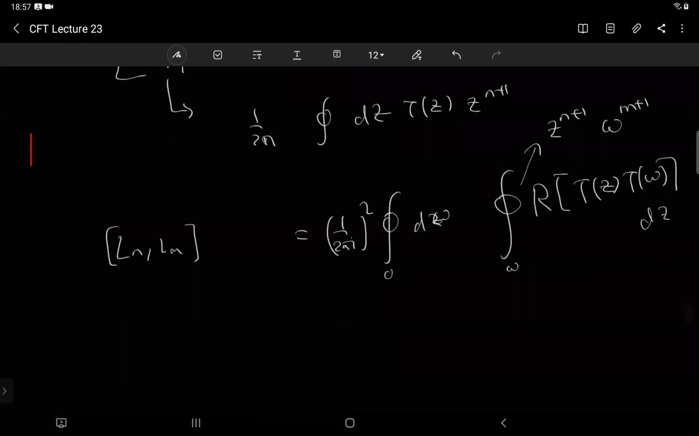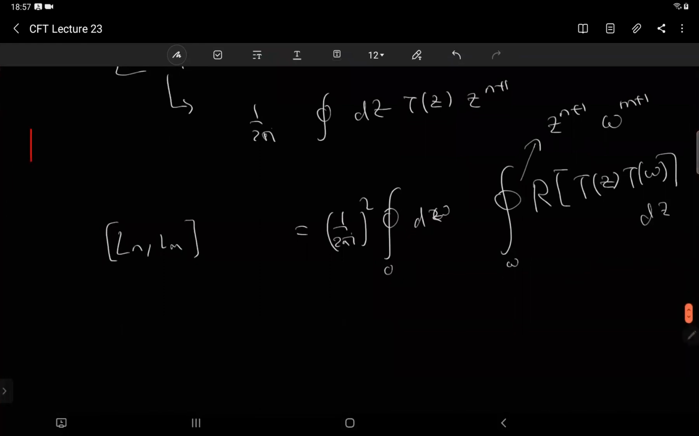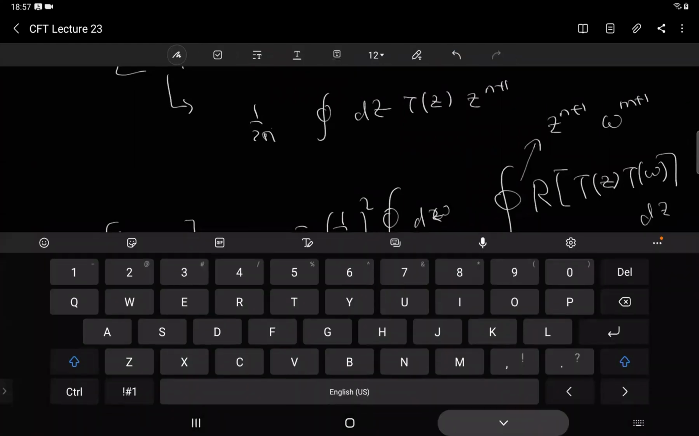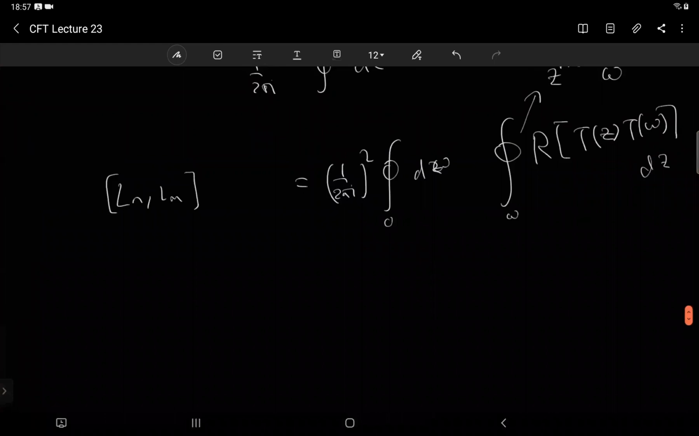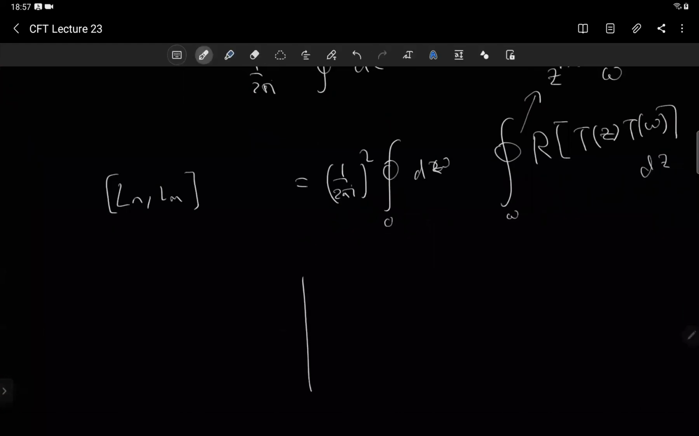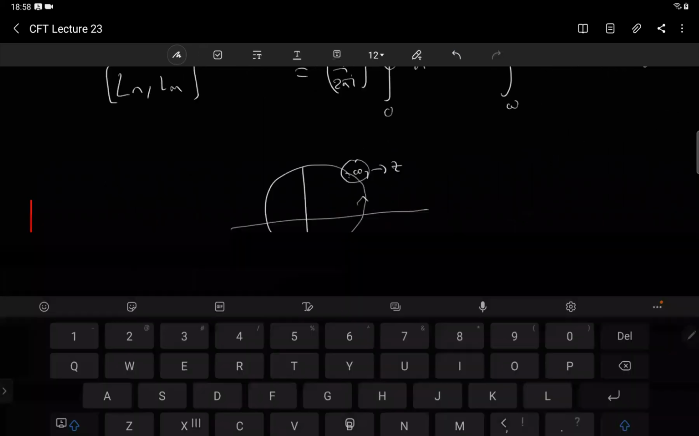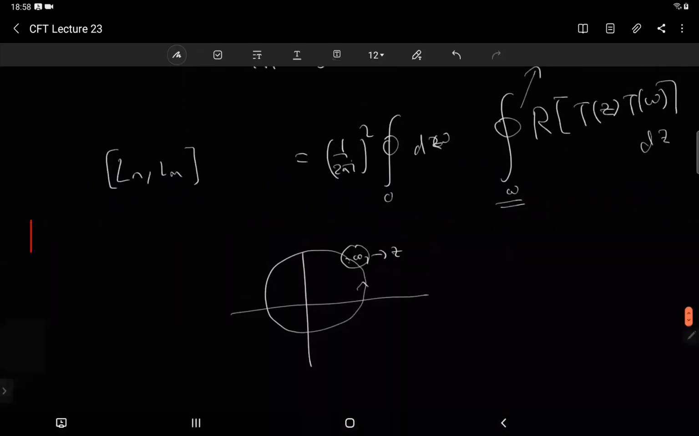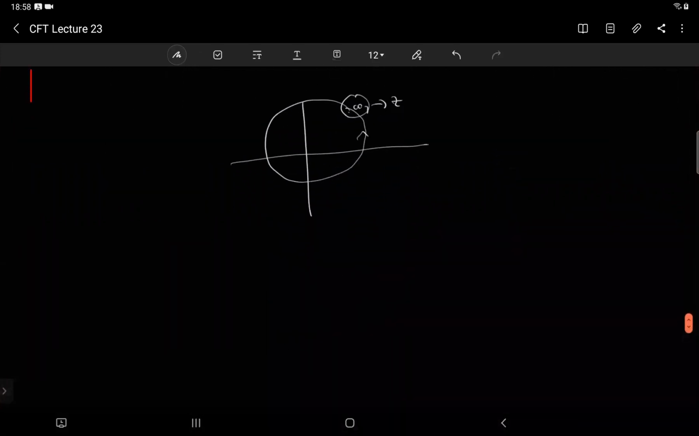And to evaluate this, we first do the z integral and then the omega integral, since z is very close to omega. Just to remind you, this is omega, and this is the z integral, and then you have to do the omega integral like this. So when you do the z integral, you first do this integral around the omega point, and you just use the OPE expansion of T(z) and T(omega).